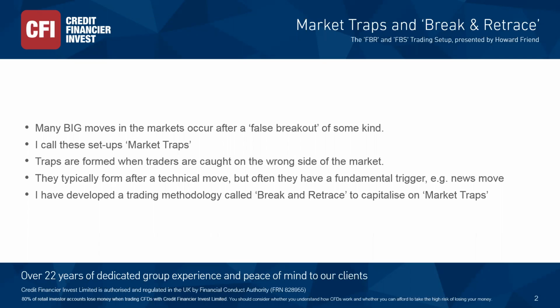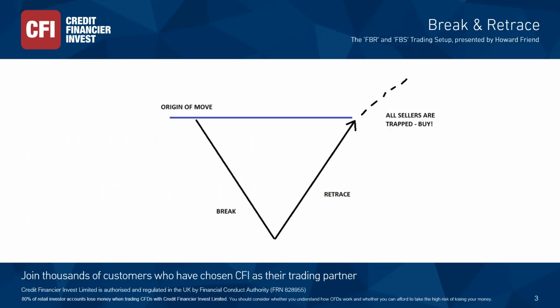I've developed a trading methodology, which I call break and retrace, to help capitalize on market traps. With break and retrace, this is essentially how the buy setup works. We start off around a fixed point just before the move to the downside, the break. We get a sharp move to the downside. Now this can be caused by a piece of news, or it could be caused just by a break of a support level. But typically what would normally happen is after a break to the downside, we'd get a little bit of chop and then we'd break again. And that's what most people expect from a move to the downside.